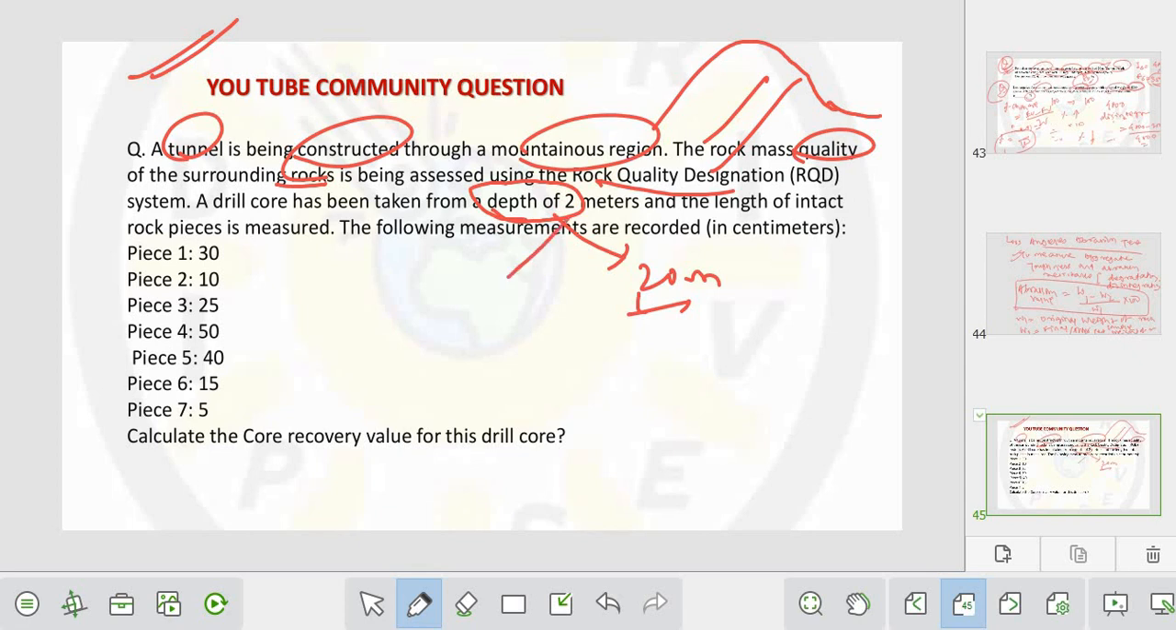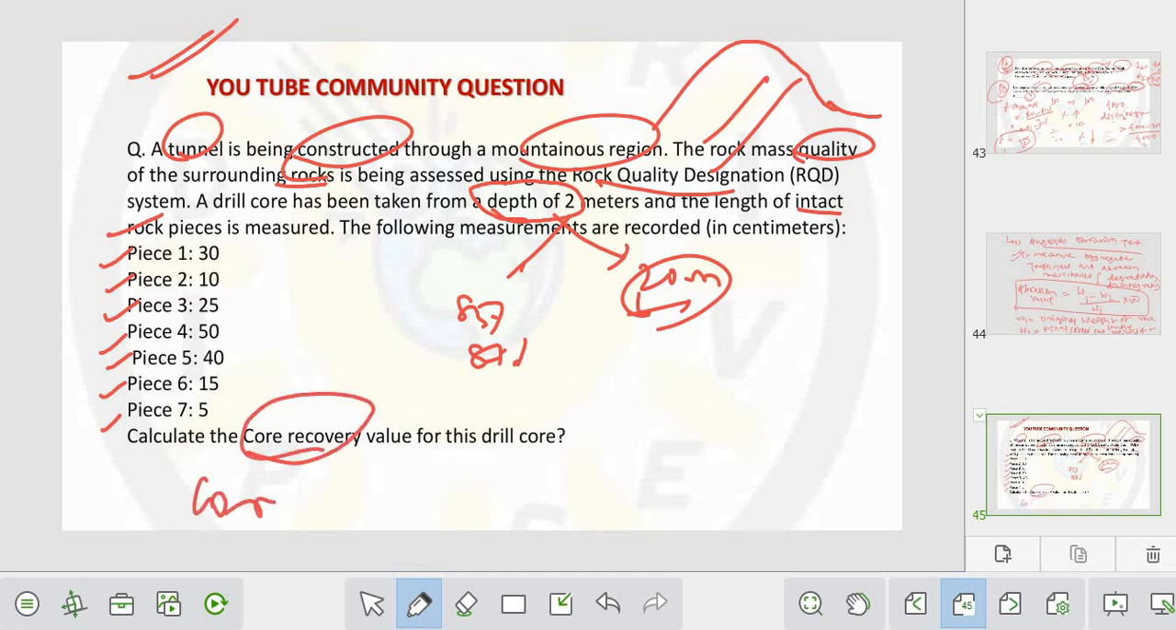2 मीटर के हिसाब से मैं आंसर दिया हूँ ऑप्शन, ठीक है? जैसे 85%, 87% है ना, 2 मीटर के हिसाब से, बट वहाँ पे मैं लिखा हूँ 20 मीटर. It is a big mistake. Okay, so 2 meter and the length of intact rock pieces is measured. So piece number 1, piece number 2, piece 3, piece 4, piece 5, piece 6, piece 7. Calculate the core recovery value.